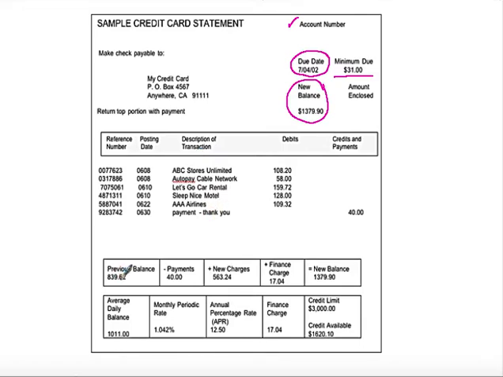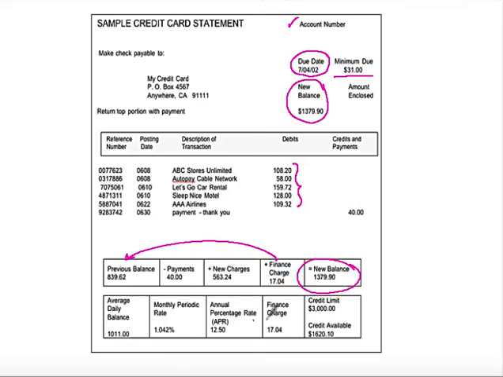So then you can see down here the previous month balance, that there was a $40 payment, all of the new charges, so this would be the new charges added into here, the finance charge, so the finance charge comes from the percentage of that previous balance, and that gives us a total of the new balance.